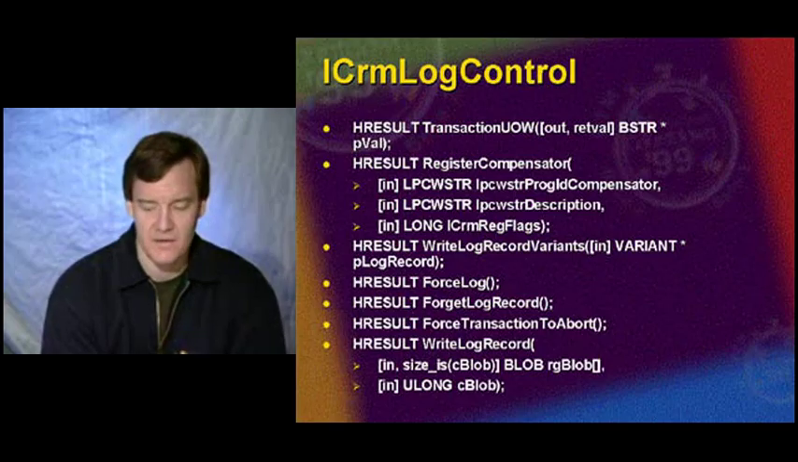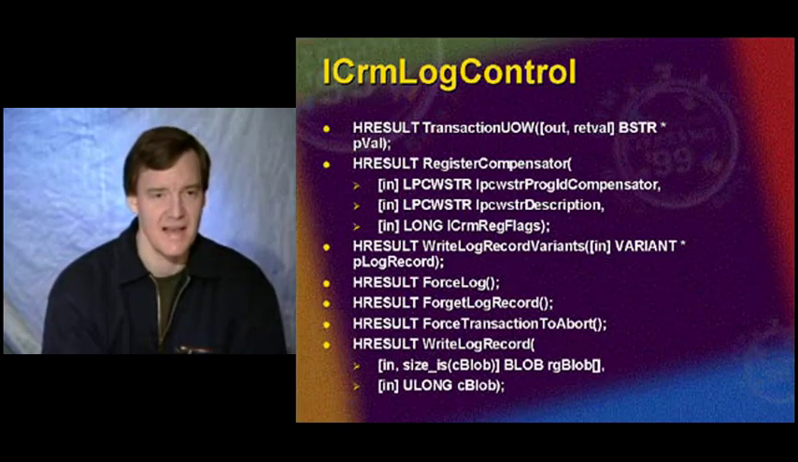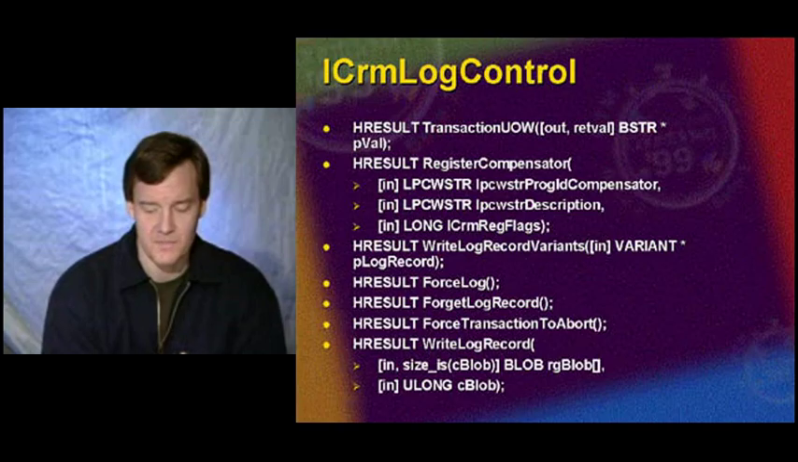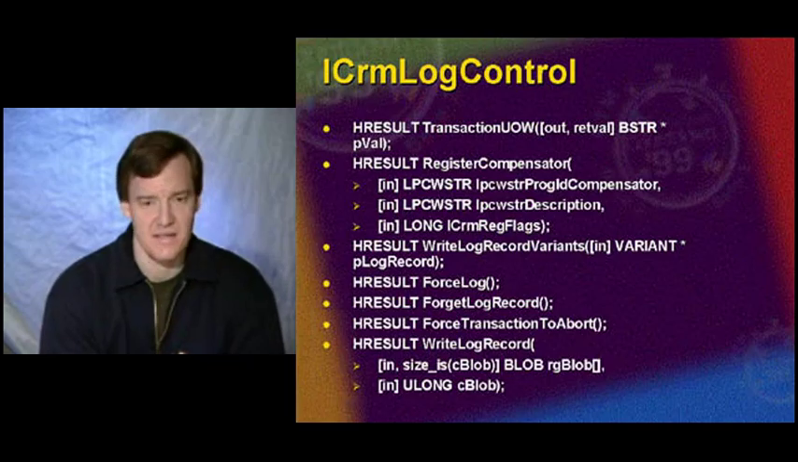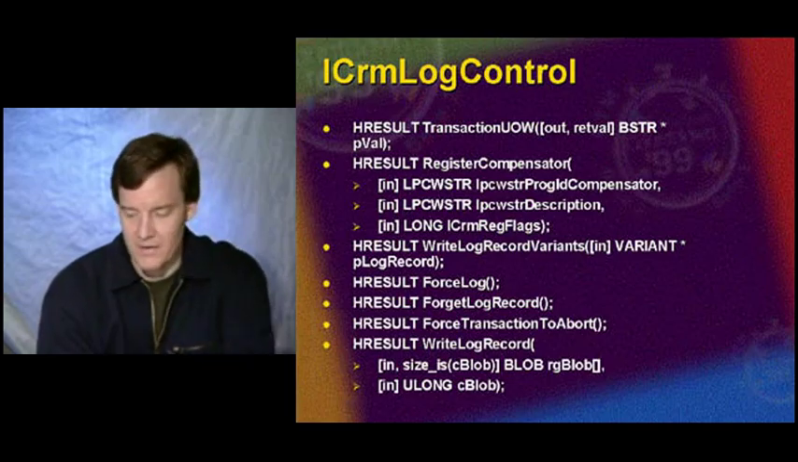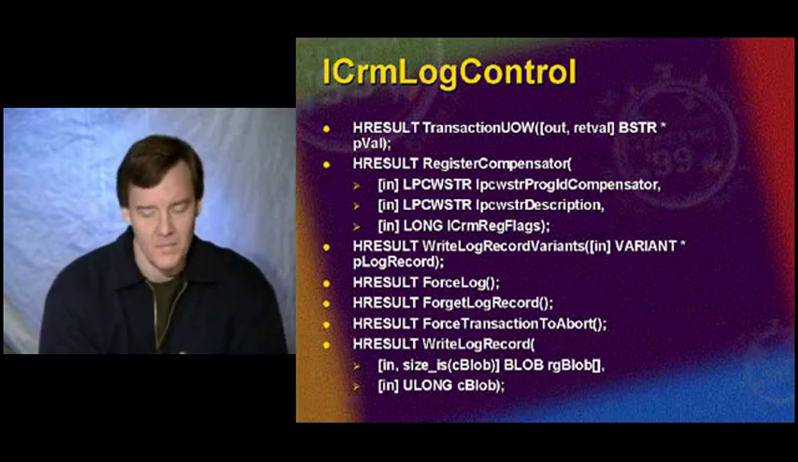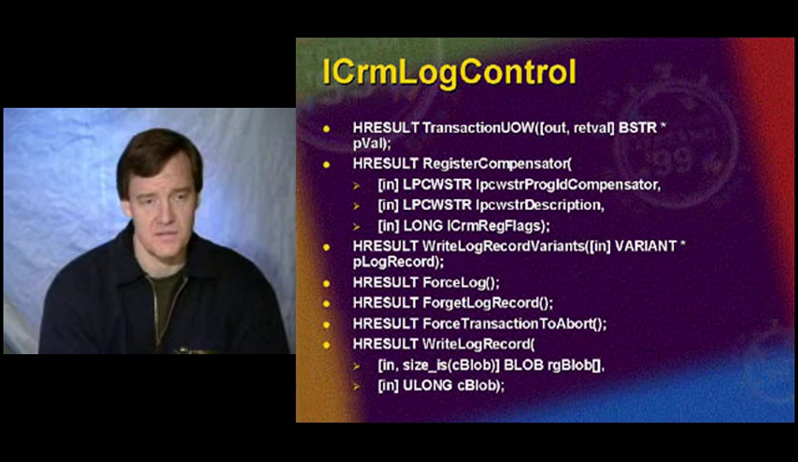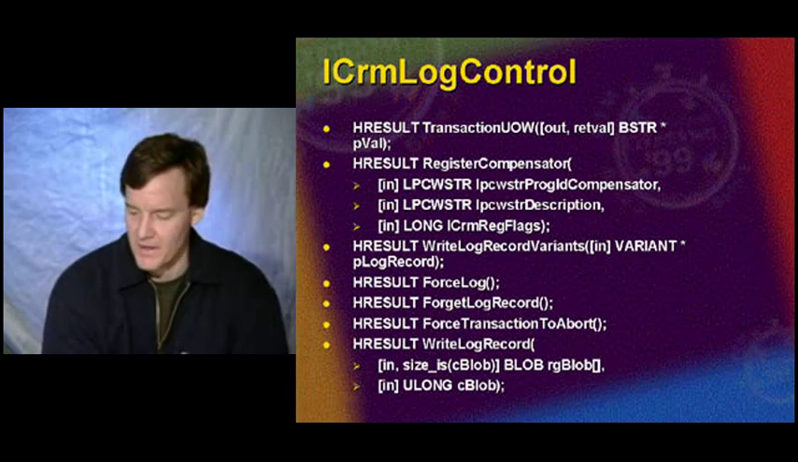So write log record variants and write log record are basically the same, except one is optimized for the VB and VJ case, and one is optimized for the VC case. And in the VC case, we provide the log record as an array of blobs of data, and we implement a gather interface there, which is pretty handy for building up log records, which typically would have a header and some sections, so it avoids some copying there.